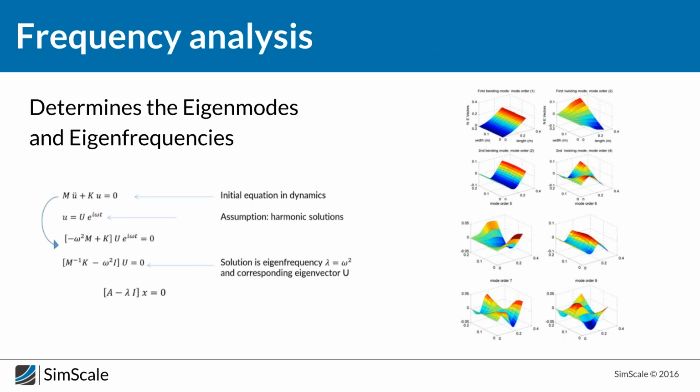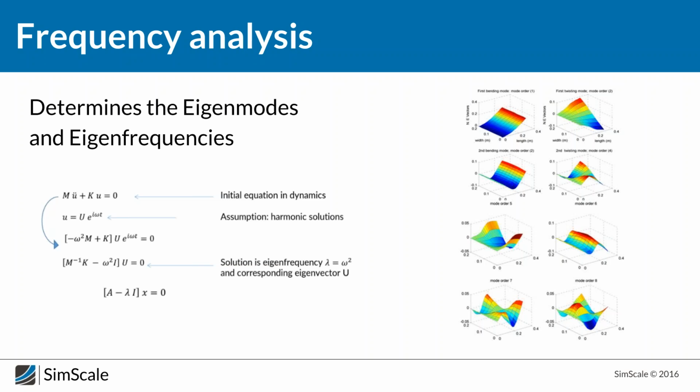We see here that actually a frequency analysis is used to determine the eigenmodes and eigenfrequency of a structure. So what is an eigenmode and what is an eigenfrequency? If you would see it from a mathematical point, and I don't want to go into detail at all, this is a classical eigenvalue problem that you want to solve.